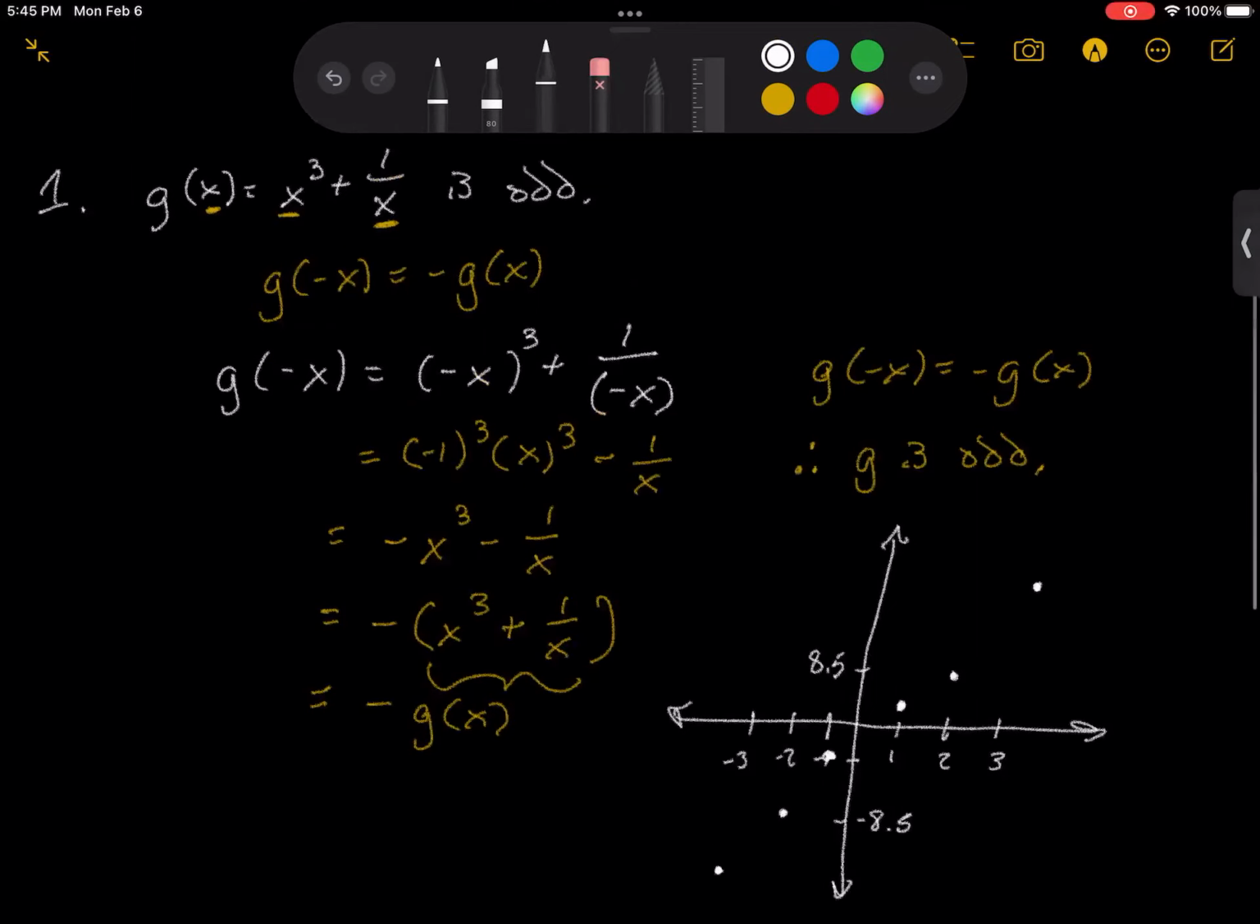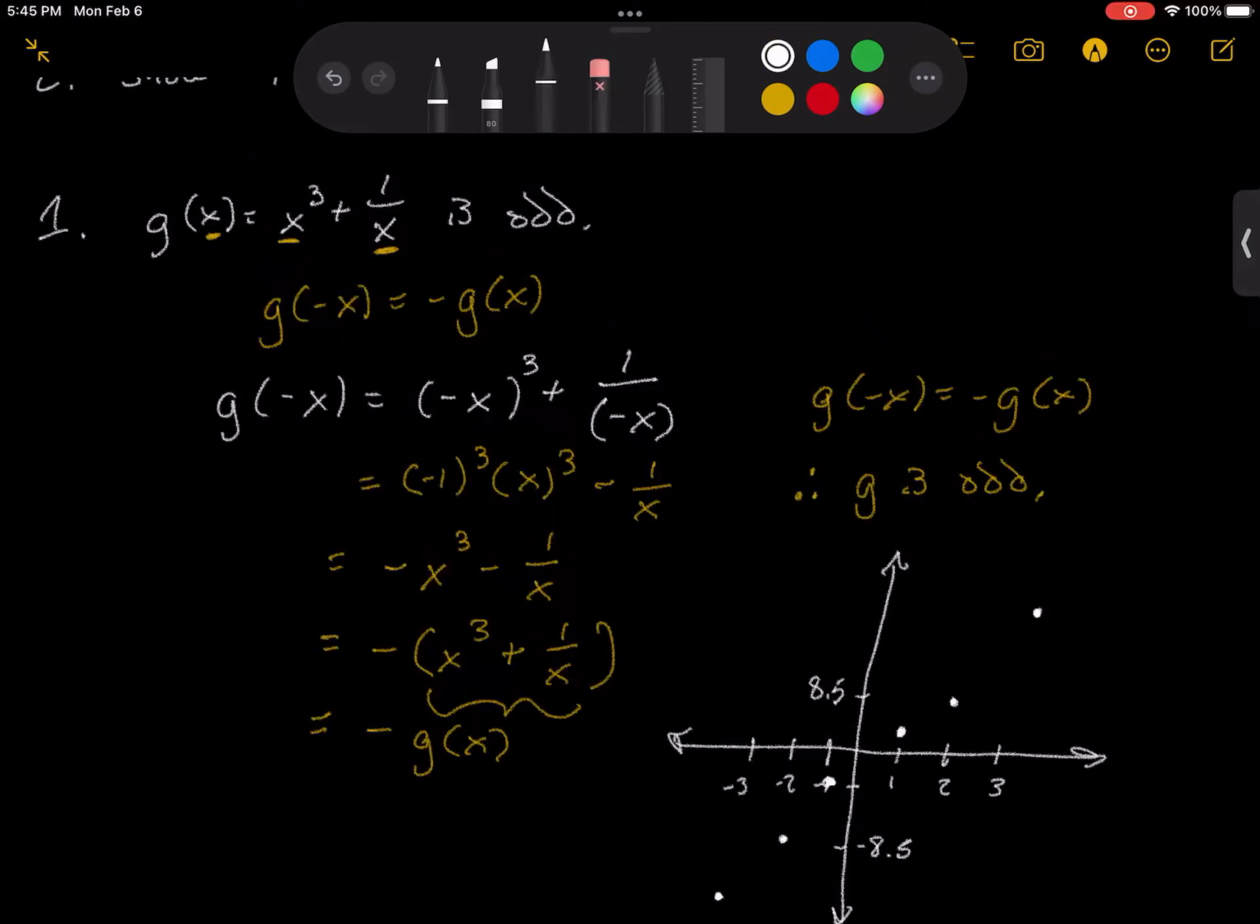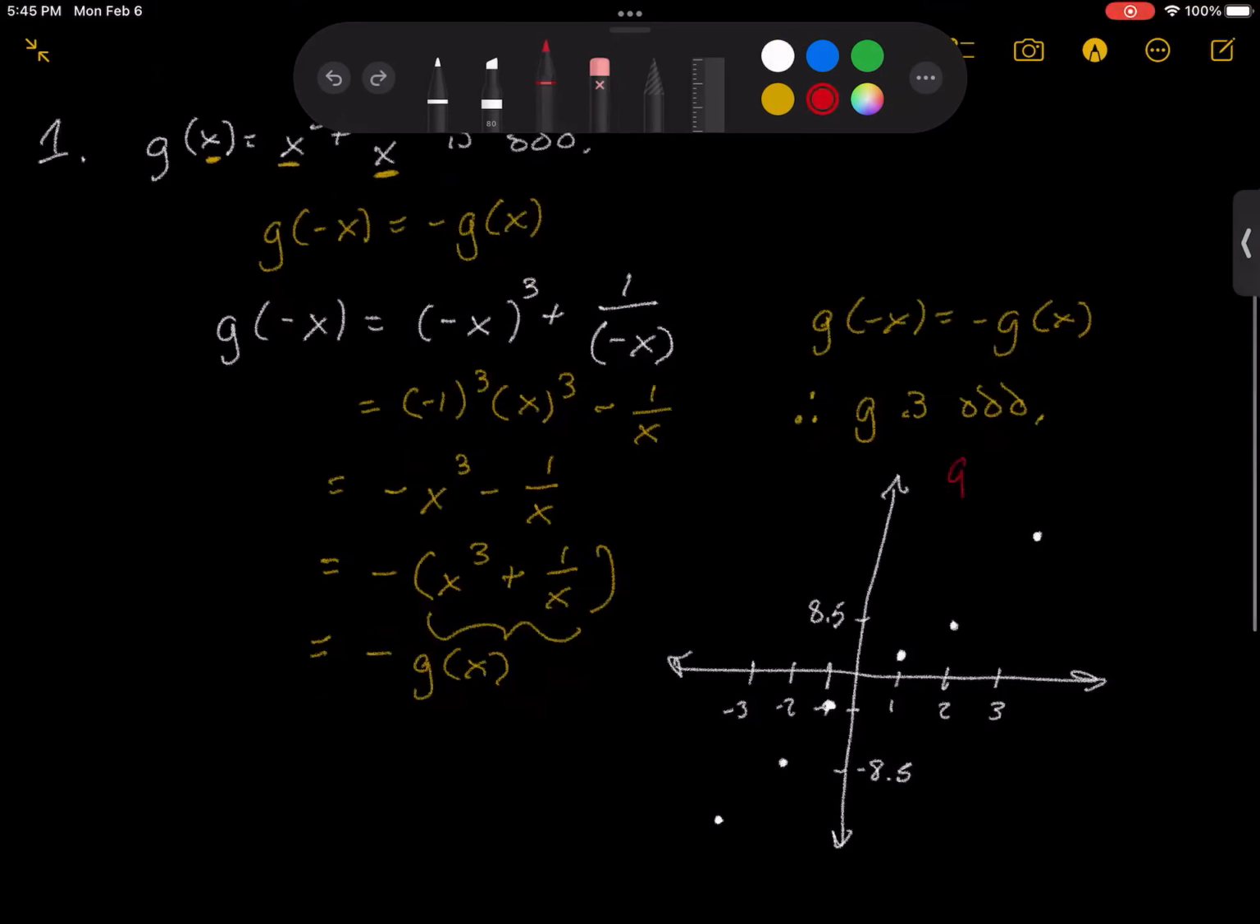I know that my domain, if I go back to my definition of G, right, I'm taking x cubed, which could be anything, and then I'm adding 1 over x. So I'm not allowed to get close to 0. Or rather, I can get close to 0. I can't plug in 0. If I try to get close to 0, if I look at G at 0.5, I get 2 and 1/8. So at 0.5, I get a little bit above my 2 there, which means at minus 0.5, I should get -2 and 1/8.